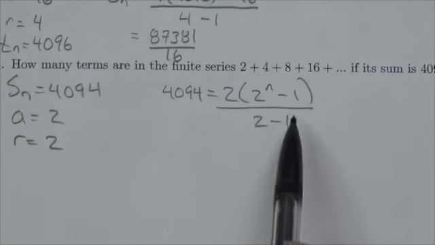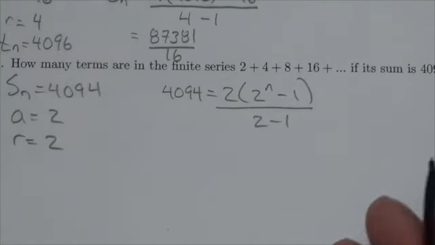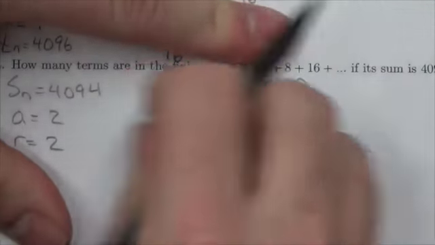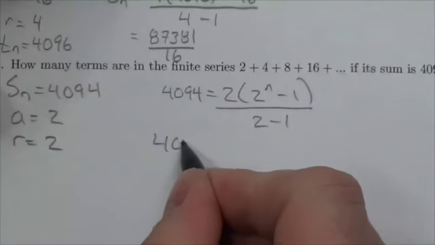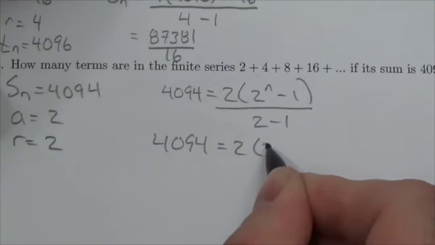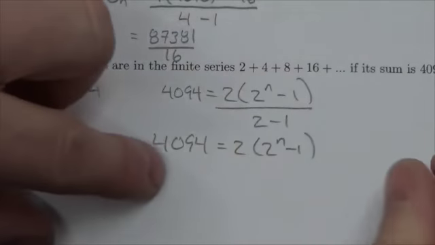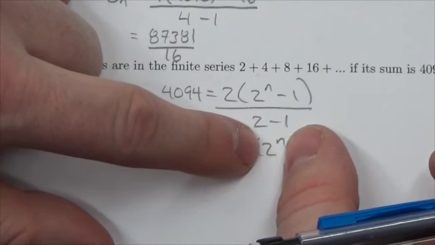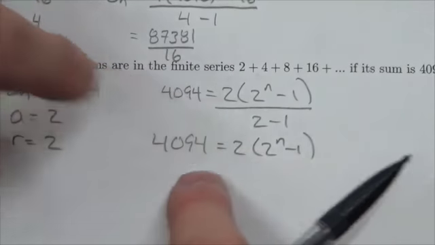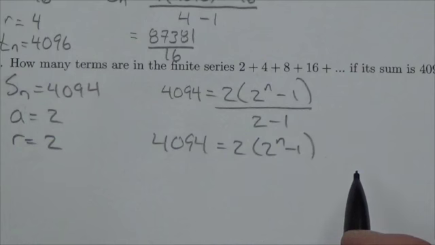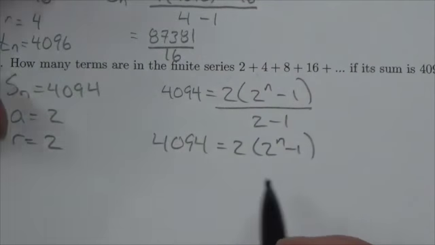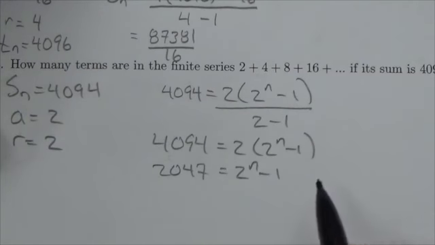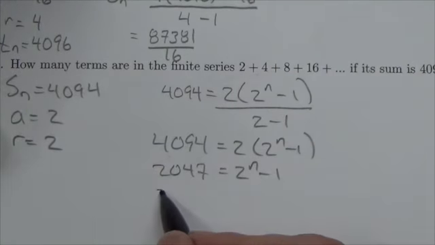Now, what I love about this is I'm dividing by 2 minus 1. Well, 2 minus 1 is just 1, so that's really not doing anything here. Whoa, that was a weird way to write that. So 4,094 is going to equal 2 times 2 to the n minus 1. Now, I'm just working my way towards that power there. I got to slowly get rid of the other pieces here. So 4,094 divided by 2 is going to be 2,047, and that'll be 2 to the n minus 1. I will add 1 to both sides.